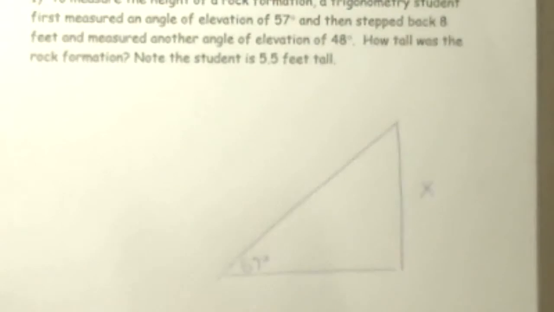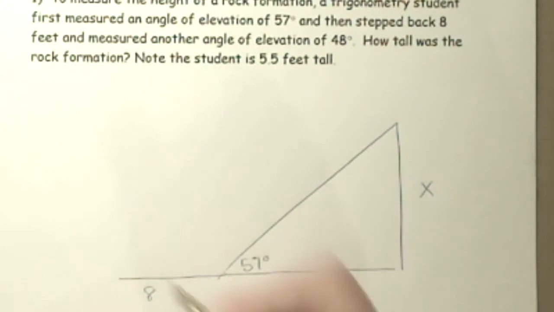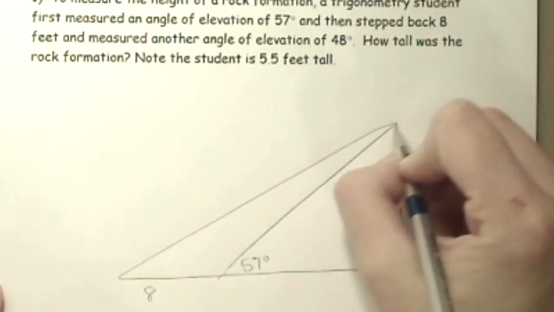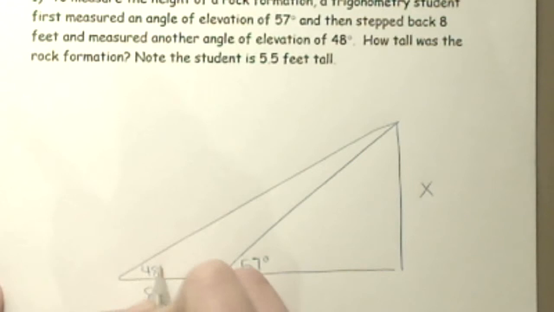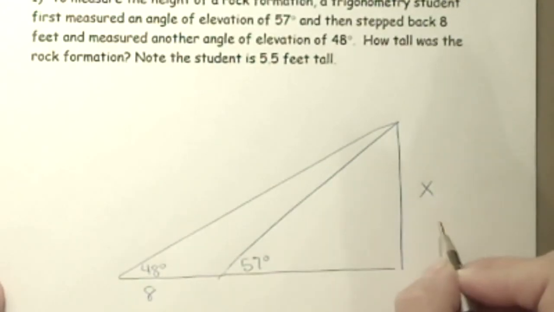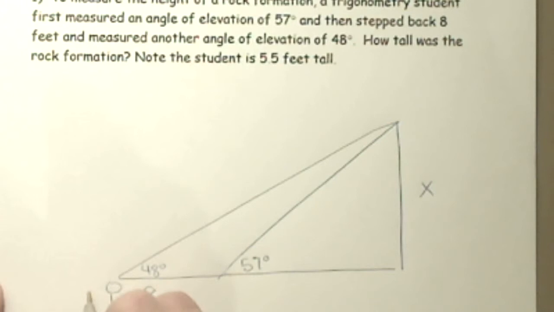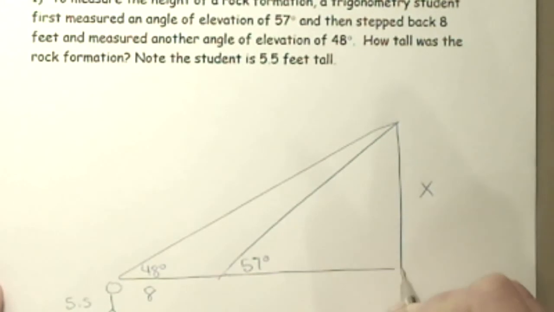Then they stepped back 8 feet and measured the angle of elevation again, which is naturally a little bit lower, at 48 degrees. How tall is the rock formation? So that's my value of x, what I'm trying to find. By the way, it does say the student is 5.5 feet tall, so whatever we get at the end, we will have to add 5.5 feet to.